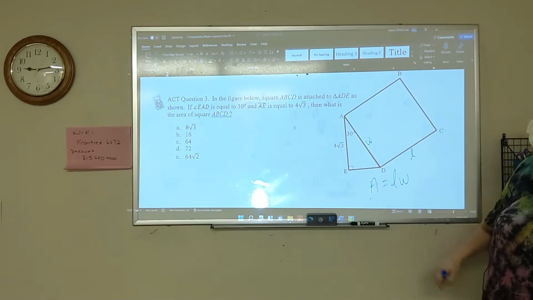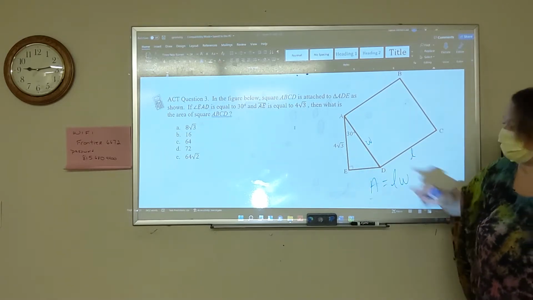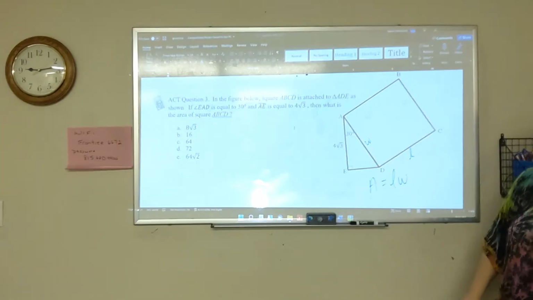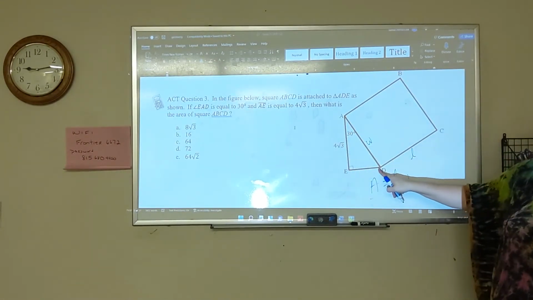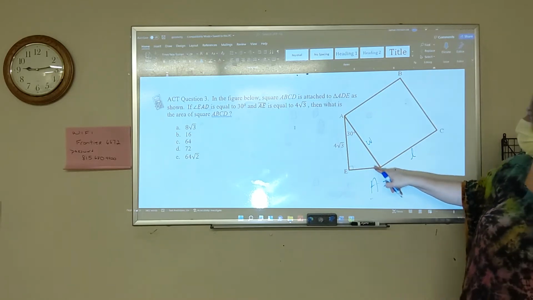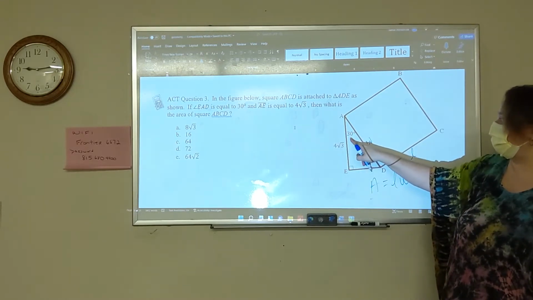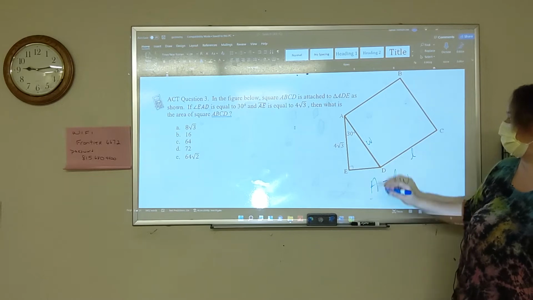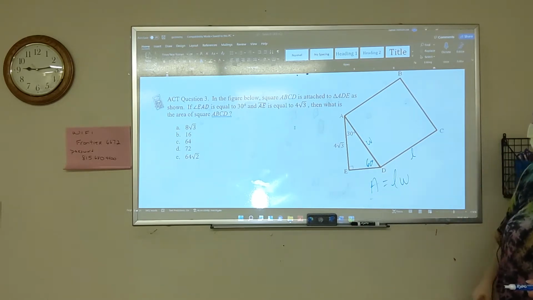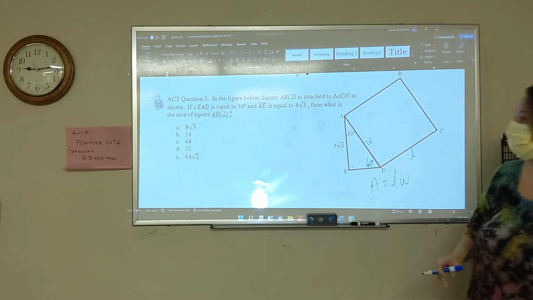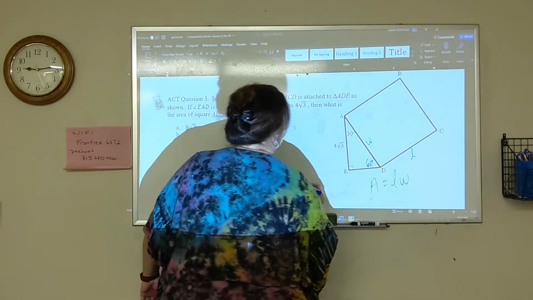I need to find one of them. Well, W is on my triangle, and triangles are my friends. So I'm going to try to find W that's hooked up to this triangle right here. And on this triangle, I have a 30, 60, 90 triangle. So that right there is going to be my buddy. So let's go play with that.